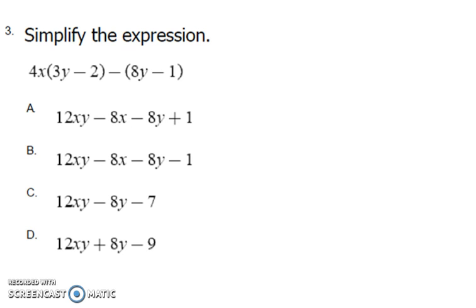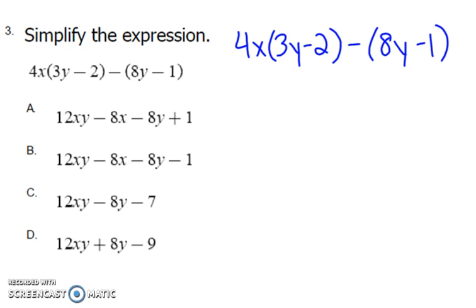Number 3, again, we want to distribute, we want to combine like terms. So if I look at my problem, this time I have 2 variables, but that's okay, that doesn't change our problem. My first set of parentheses, I'm going to distribute the 4 and the x to both terms on the inside. Well, 4 times 3 gives me 12, and I have both x and y, so I'm just going to put xy.